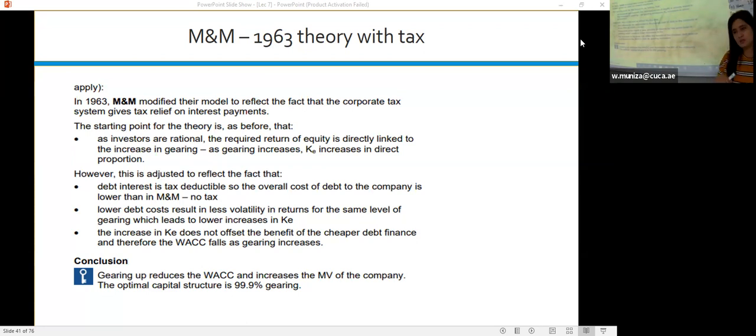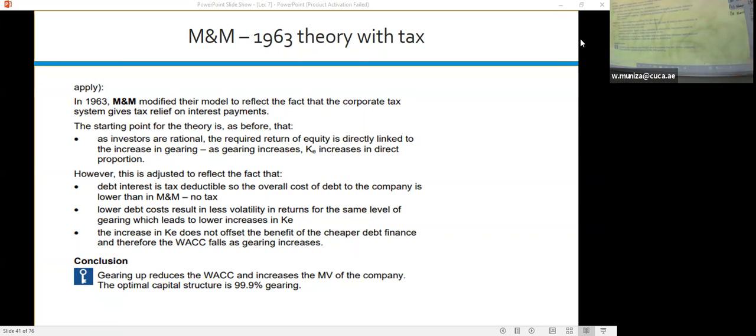Because with taxation, what is going to happen? The cost of debt for the company is going to reduce with the taxation. So obviously, the more the gearing levels in the company, the more beneficial it will be for the company. So in 1963, M&M modified their model to reflect the fact that the corporation tax system gives tax relief on interest payments. The starting point for this theory is, as before, that investors are rational. The required return of equity is directly linked to the increase in gearing. As gearing increases, cost of equity increases in direct proportion, that is, a linear relationship.